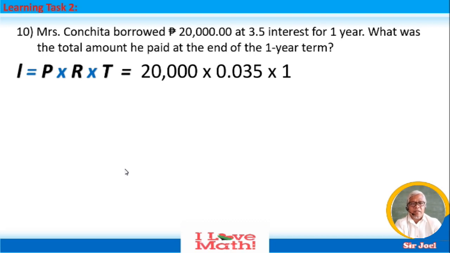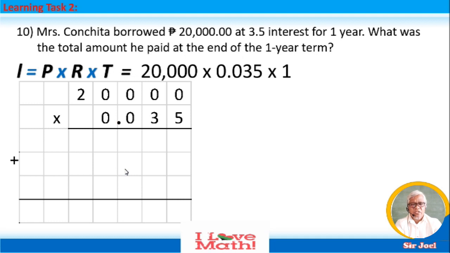So, that is equivalent to 20,000 times 0.035 kasi gawa nga ng 3.5 interest. Times 1 dahil 1 year. So, tingnan natin. It is 20,000 times 0.035. So, i-compute lamang ninyo upang sa gayon, edi makuha yung kasagutan. Tapos, bakit 0.035 lang? Kasi nagkataon na 0.035 times 1 is 0.035 lamang. Kaya 20,000 times 0.035 lang ang inyong i-compute dito sa case na to.